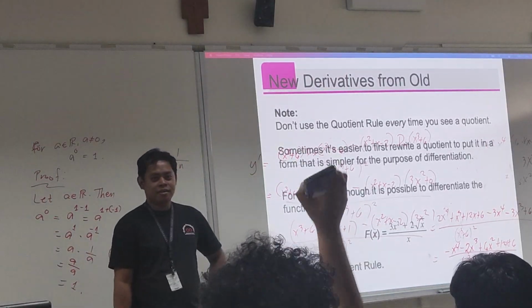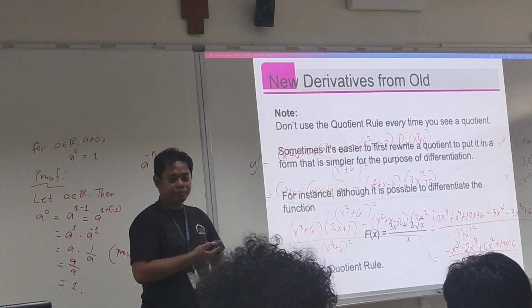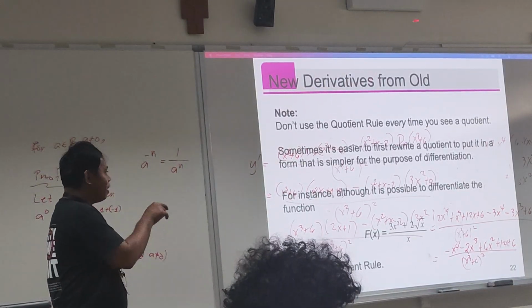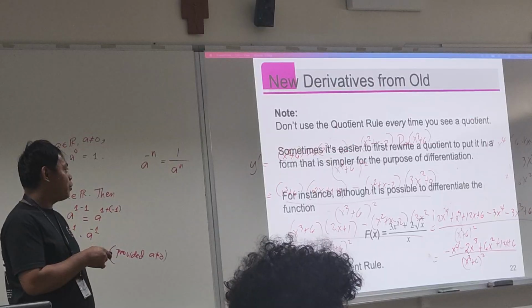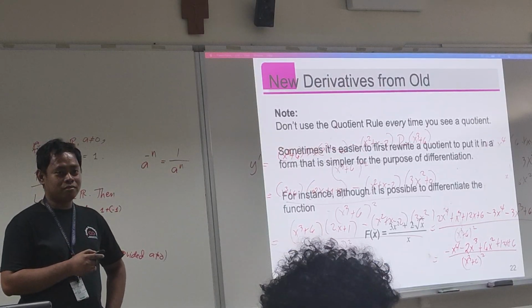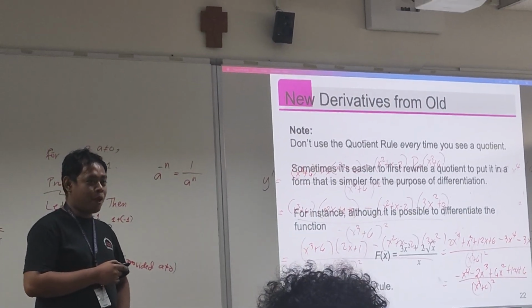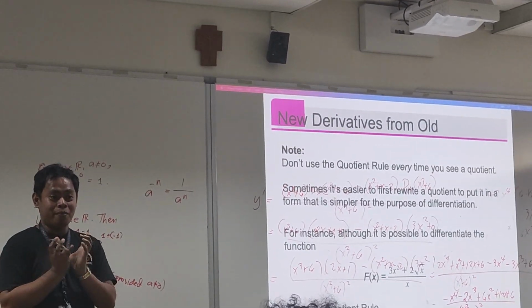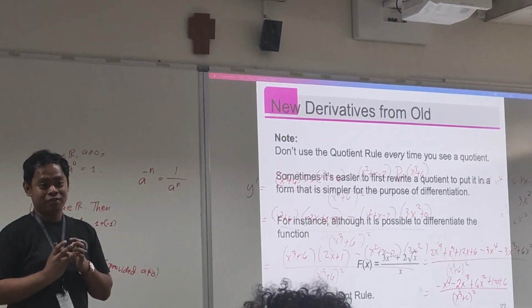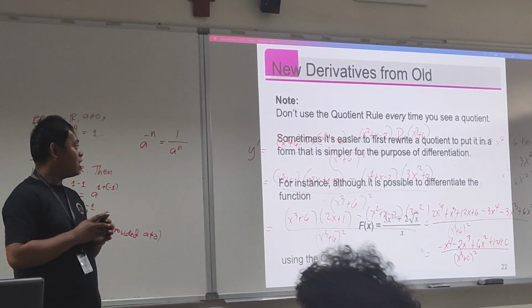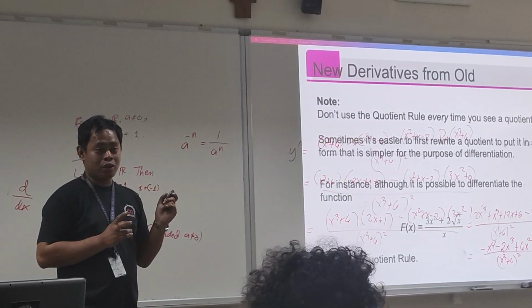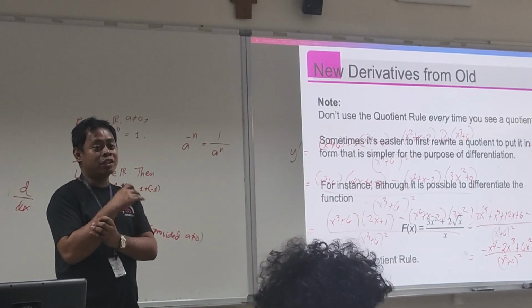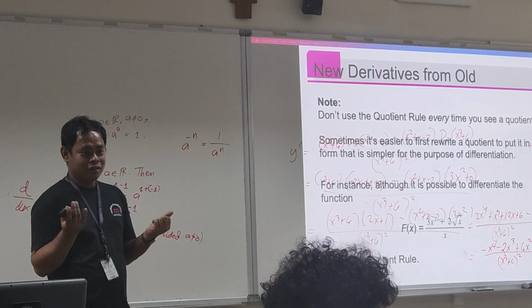Okay. Take note of this one. Do not use the quotient rule every time you see a quotient. If possible, rewrite that expression in its equivalent form so it is easier to differentiate. So if there is another way or transformation of the expression, why not?